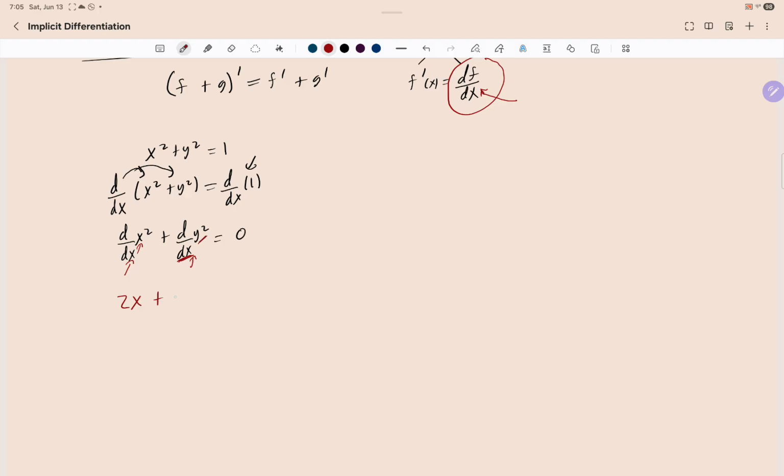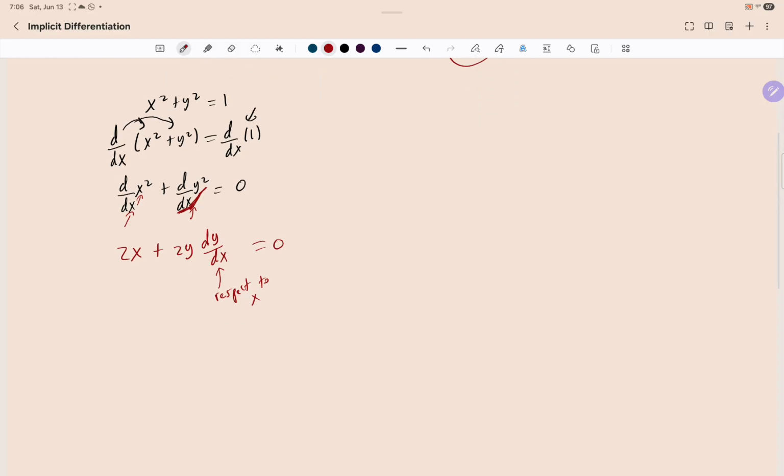Now for the second term, the variable is y, and it's different from x. So we differentiate as normal. So the derivative of y squared is 2y. But because the variables are different, we have to put dy over dx. The variable we differentiate with respect to, remember, was with respect to what? x. This is why we have to write dy over dx, because they're different variables, equals 0.